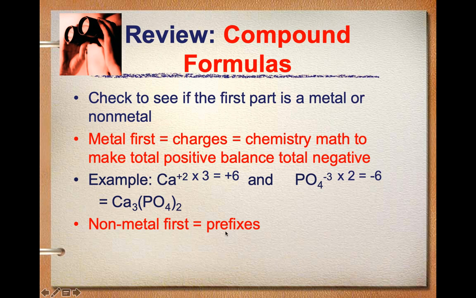The prefix di means 2, and tri means 3. Oxide means the element oxygen. So dinitrogen trioxide would be N2O3 as the formula. So for compound formulas, check to see if it's a metal or nonmetal. Metals: balance charges. Nonmetals: look at prefixes.